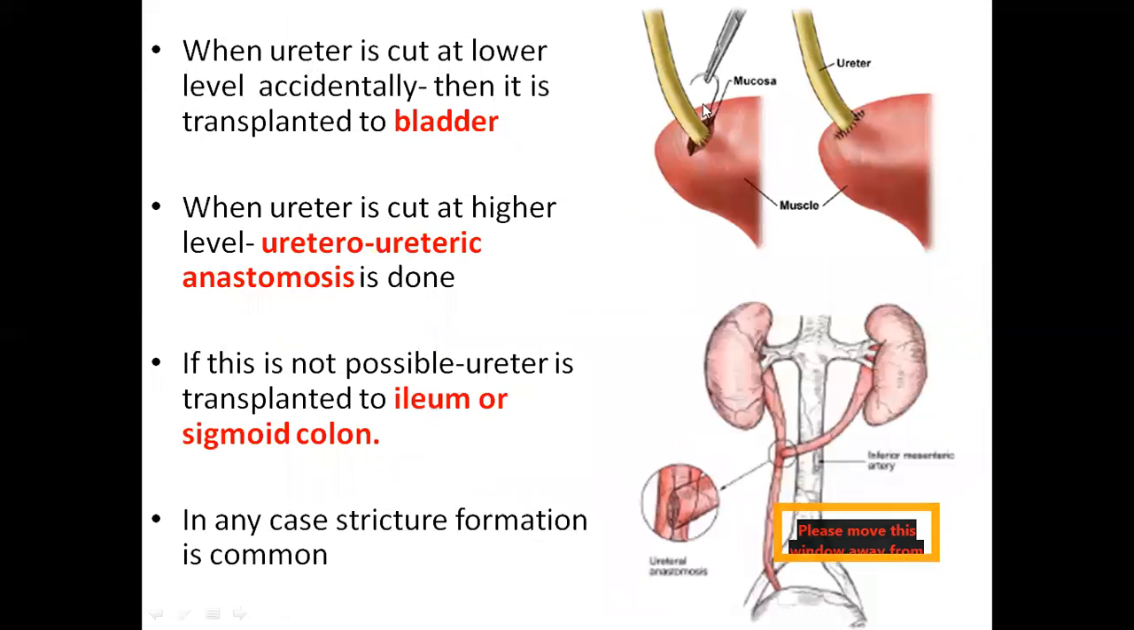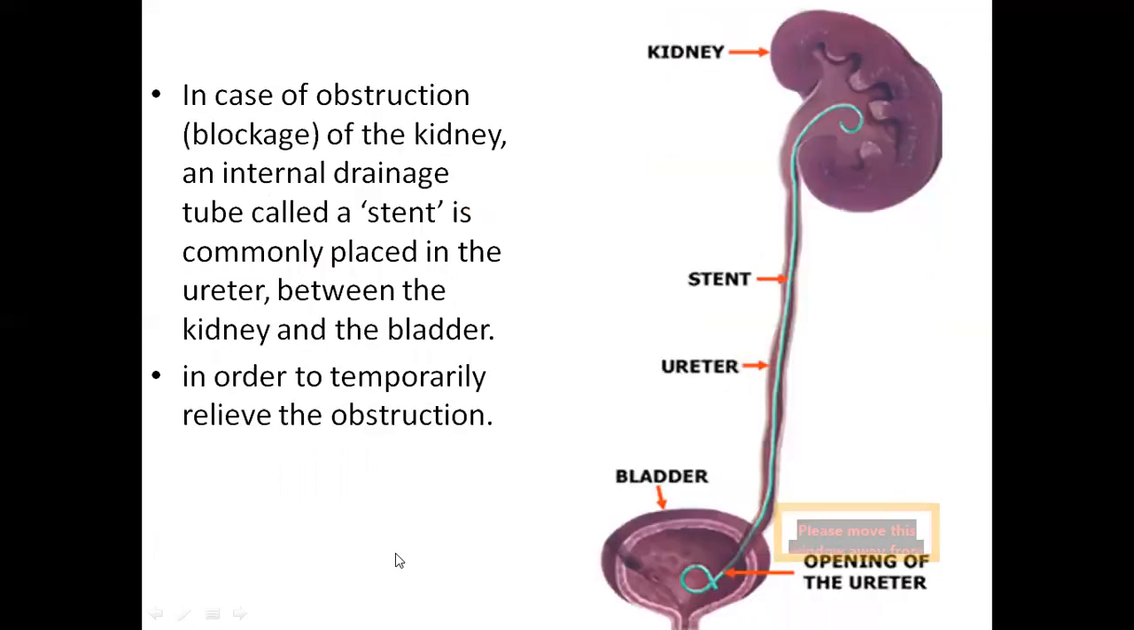When the ureter is cut accidentally at the lower level, it is transplanted to the urinary bladder. When the ureter is cut at a higher level, we can connect the right ureter to the left ureter. You call it uretero-ureteric anastomosis. If this is not possible, the ureter is attached to the ileum. That means urine will pass out through the anal canal, entering the large intestine via the ileum. It can be connected to the sigmoid colon also. In any case, stricture formation is common.